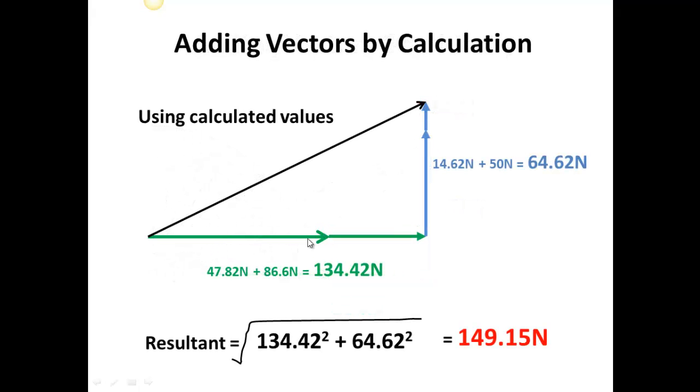By calculation, what I'm going to do is use our calculated values and add those to give us 134.42 horizontal, and our vertical components to give me 64.62 newtons up. I'm going to draw the triangle and then calculate this hypotenuse using Pythagoras. Now, Pythagoras says if we square this and we square this and we add them together, take the square root, we will get this hypotenuse, and we get 149.15 newtons.